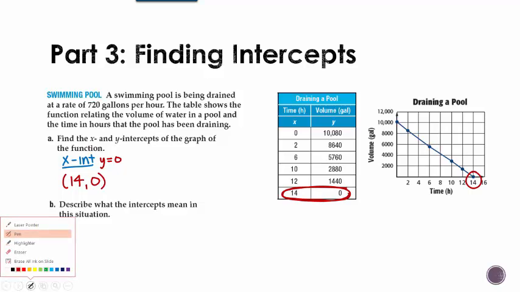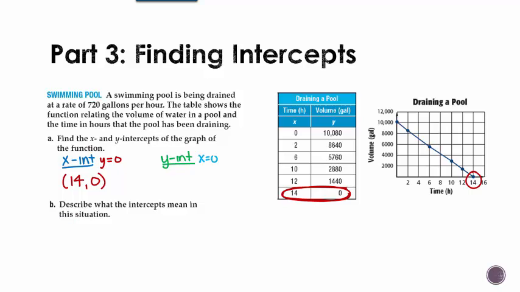And then if we switch gears and look for the y-intercept, remember that that means x equals 0. So I have my table right here, and then I have my graph. And it's a good thing we have the table, because chances are if we didn't, we wouldn't know this exact value. So my y-intercept is at 0, 10,080.